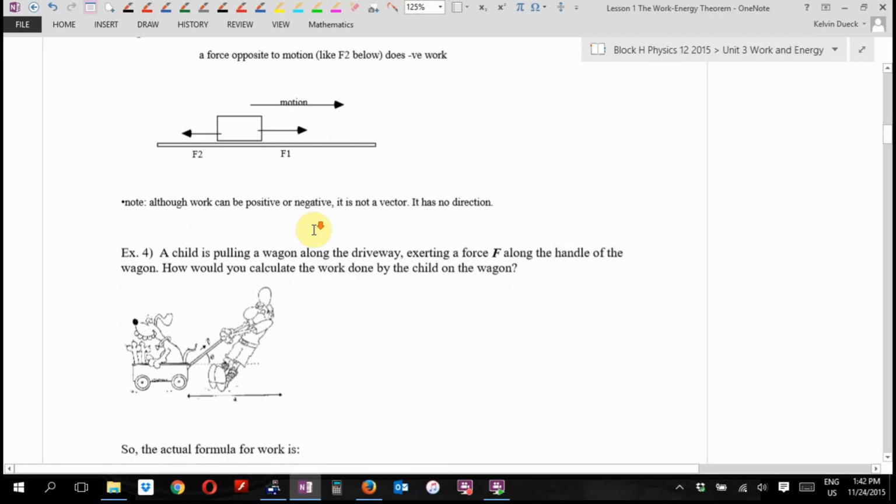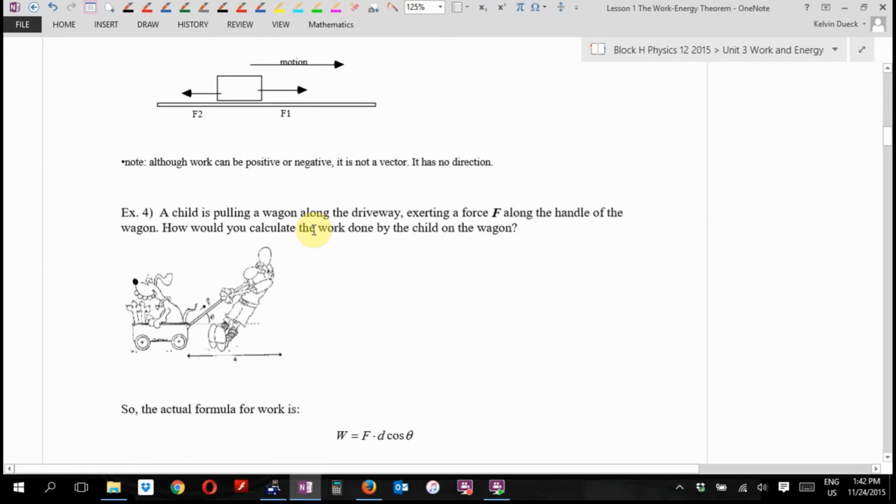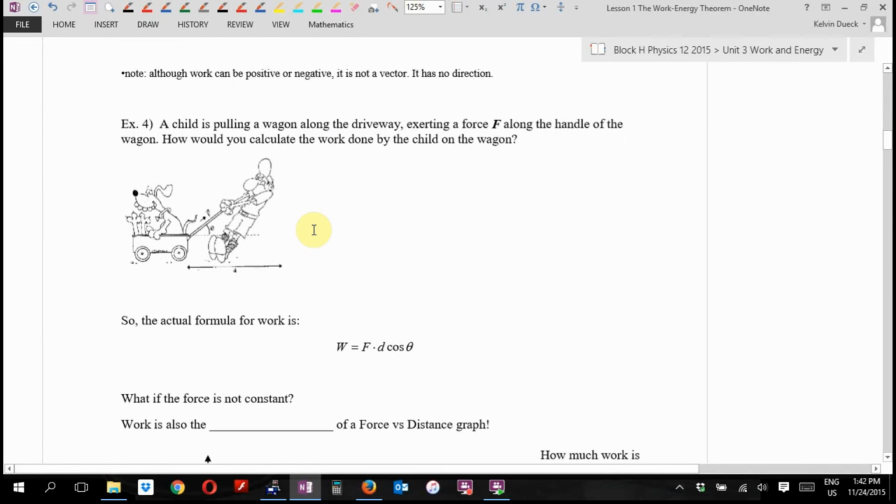What if the force is at an angle? Like example 4. Did I say angle? What's the first word that pops into our mind? Components. So a child is pulling a wagon along the driveway. I'm going to make this a little bit bigger. So here's the wagon. And it looks like we're pulling with a force F and an angle theta.